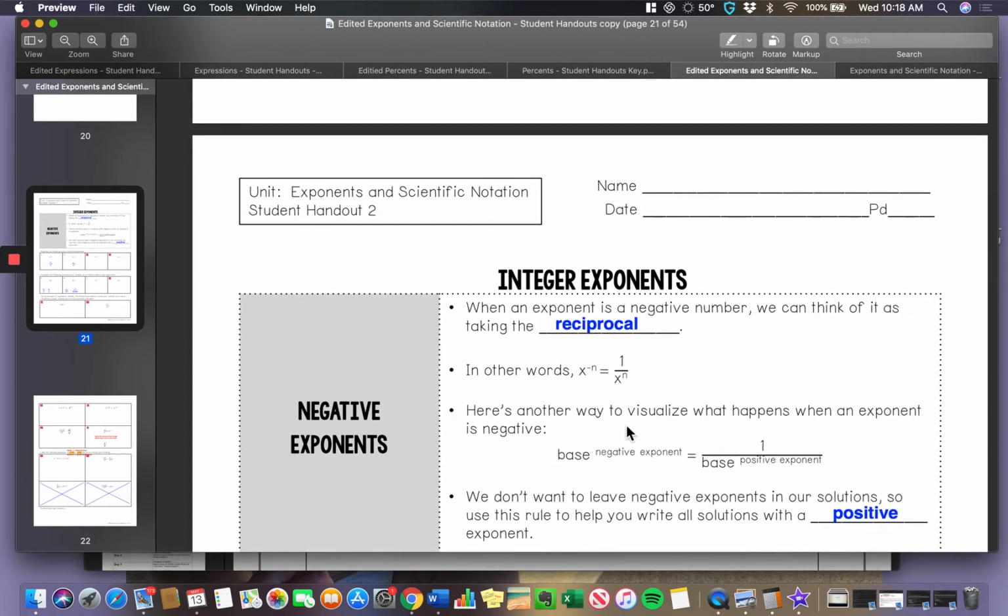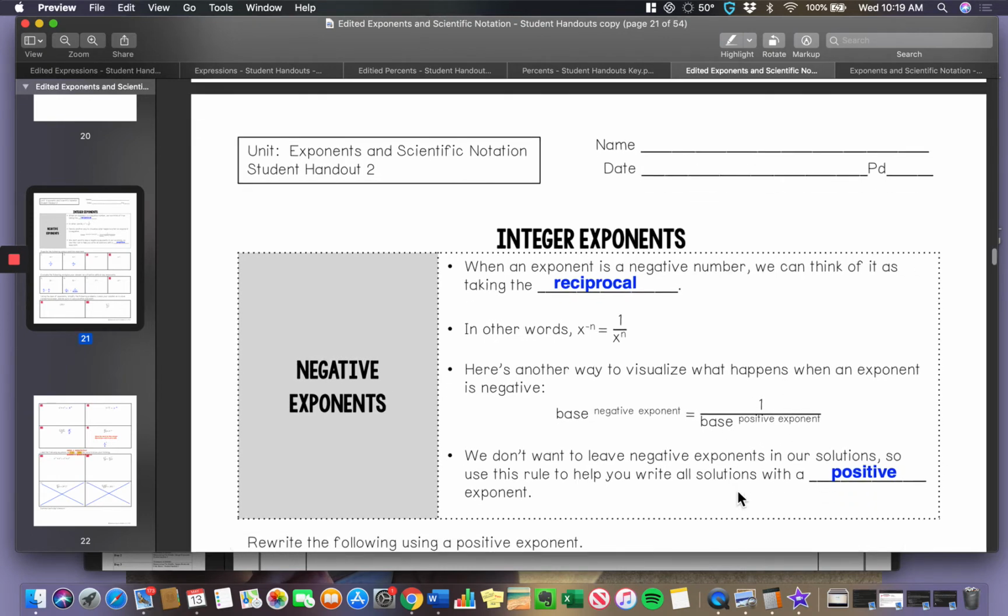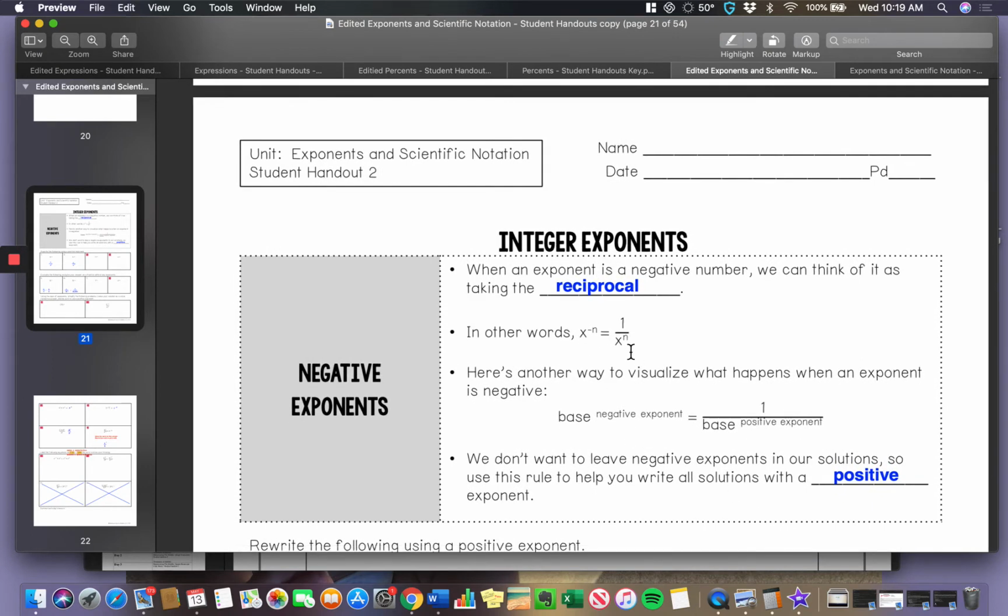So here's another way you can visualize what happens when an exponent is negative. When you have the base and a negative exponent, it's going to equal the base and then a positive exponent over 1. Basically exactly what I'm saying up here. You have a negative exponent, it will become a positive exponent and the base will stay the same, and you put a 1 on the top. All right, we don't want to leave negative exponents in our solutions, so use this example to help you write all solutions with a positive exponent.